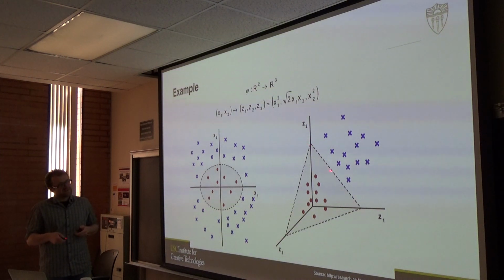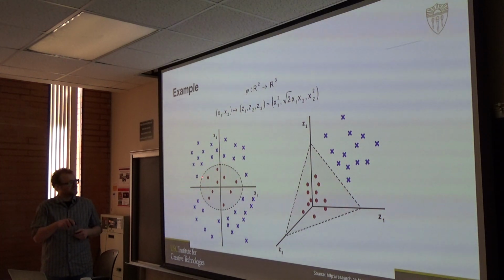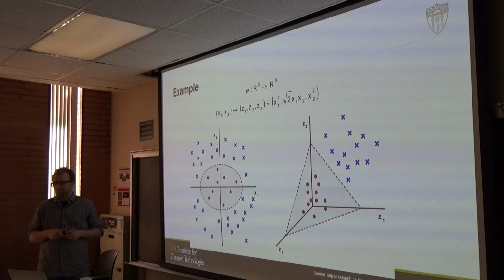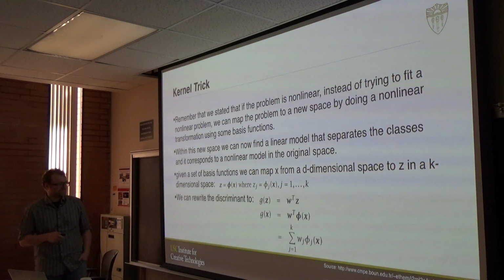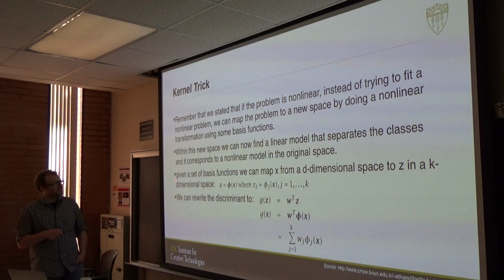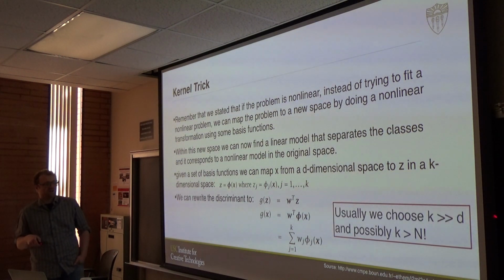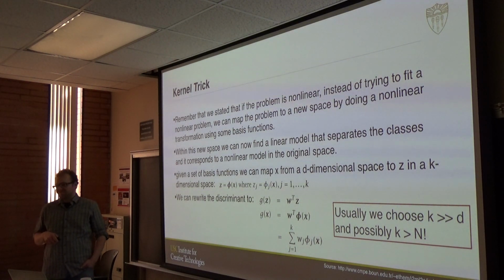So to separate the data linearly in this three-dimensional space would, for example, correspond in the original space to a nonlinear solution, which could be like this circle here, or something that goes like this. Okay. So given a set of basis functions, we can map x from a d-dimensional space to z in a k-dimensional space. And the important part is that k is usually much, much larger than d, and possibly even larger than the number of observations that we have.